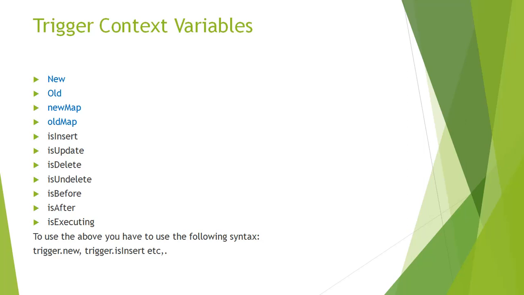If you write a trigger on contact, it holds the contact records. That means the trigger.new context variable holds the collection of records. Coming to old, it is also holding a collection of records, but it holds the old version of the records. That means whenever we are editing or deleting, whenever we are doing operations on an existing record, old holds the old version of the records, and new holds the new version of records.